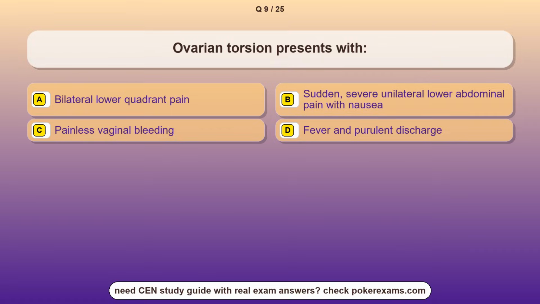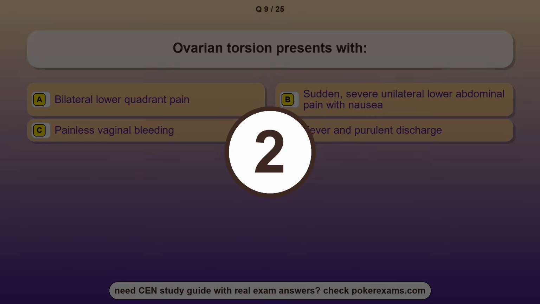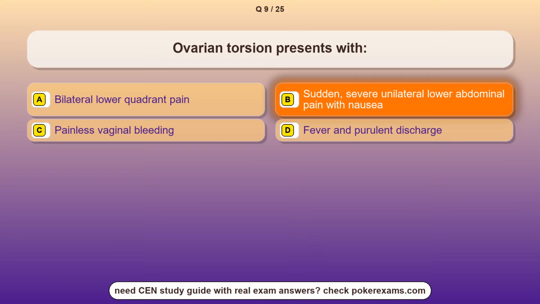Question 9. Ovarian torsion presents with: Option A. Bilateral lower quadrant pain. Option B. Sudden, severe unilateral lower abdominal pain with nausea. Option C. Painless vaginal bleeding. Option D. Fever and purulent discharge. The correct answer is option B. Sudden, severe unilateral lower abdominal pain with nausea.